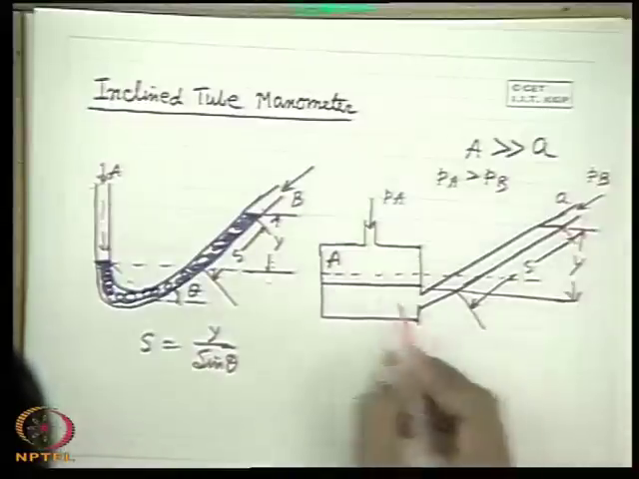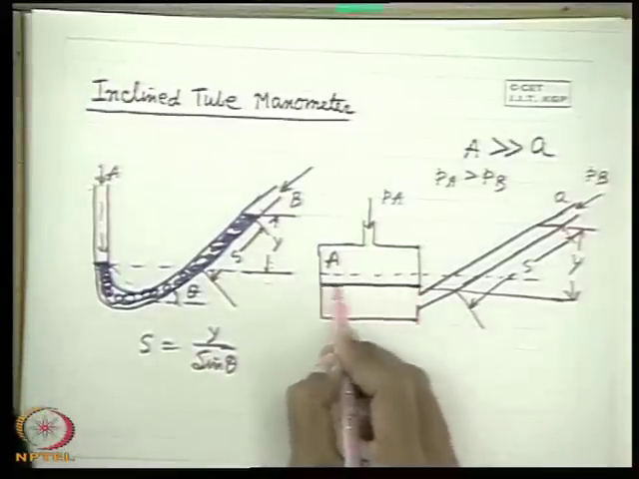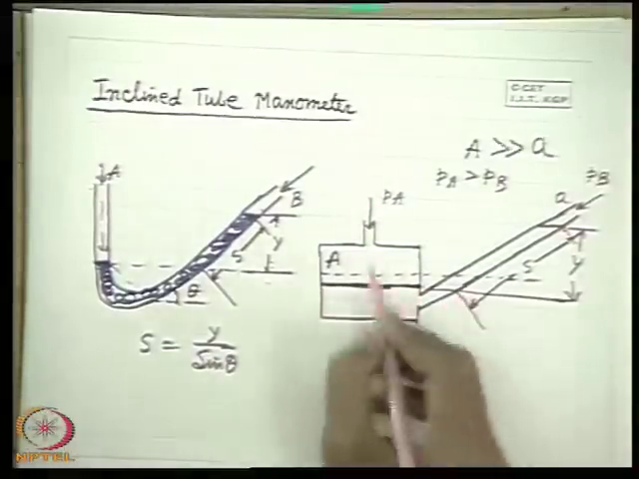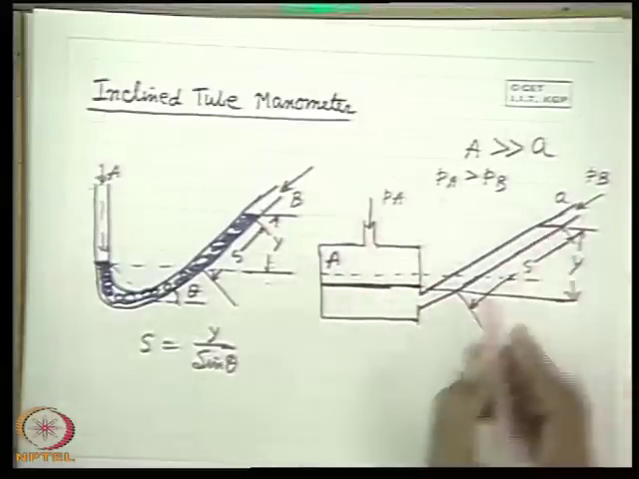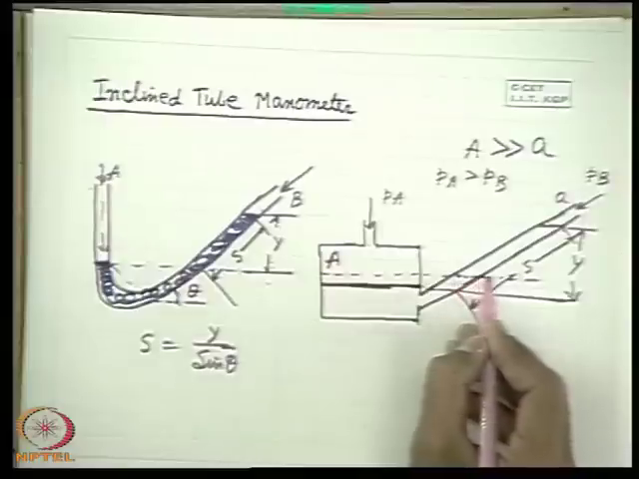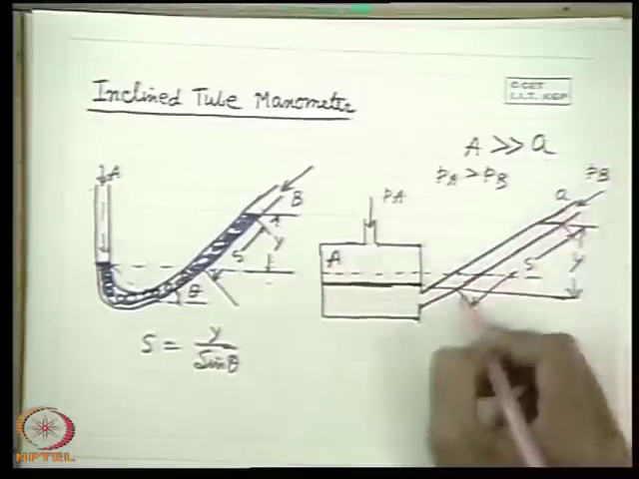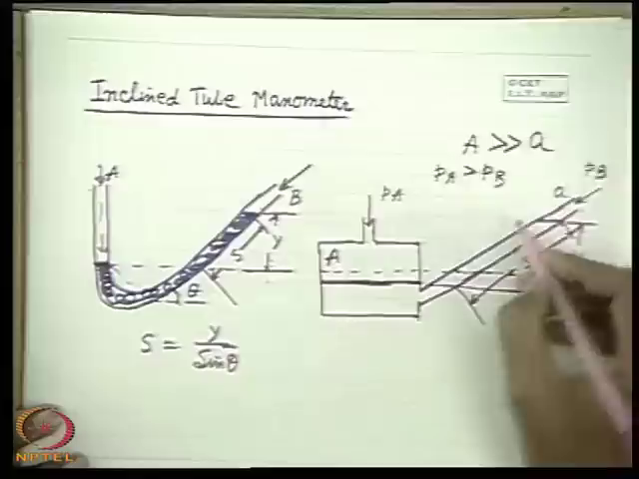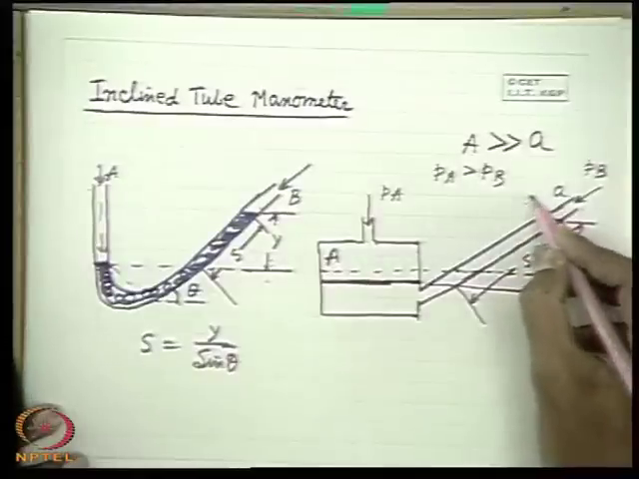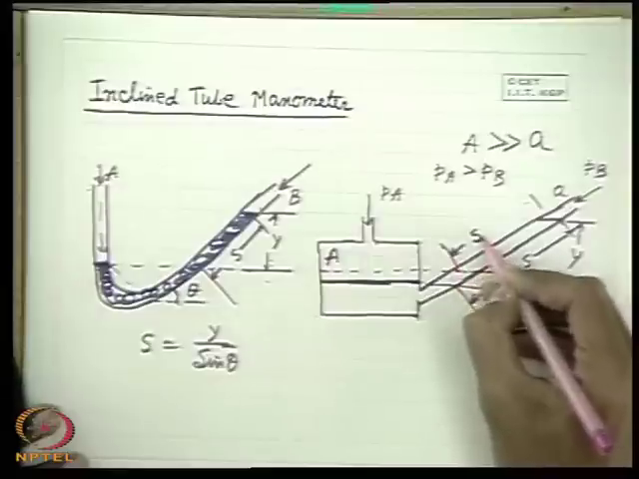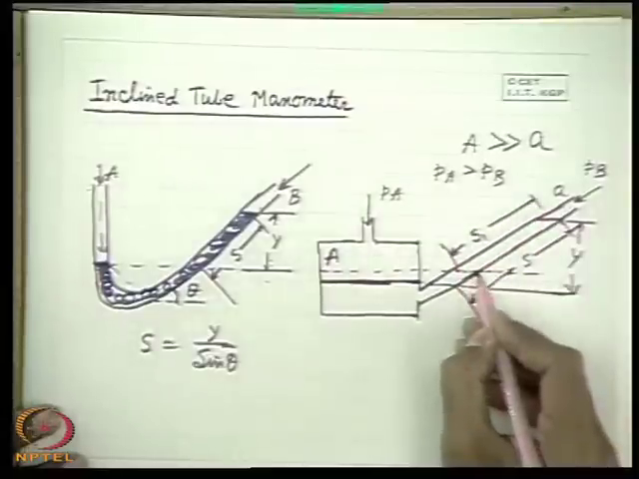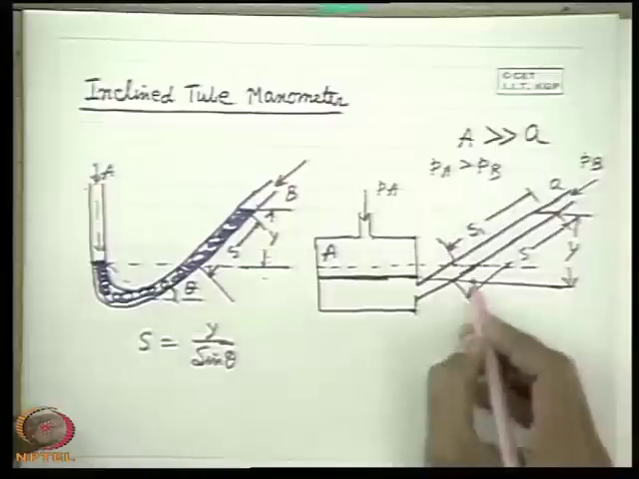To measure this S we would have to know this length, but we do not do that. What we do is this part we do not make transparent, only this part is made transparent. We see the initial level in the transparent inclined part, and we see the final level. So instead of measuring this, we measure this S1. That means we neglect the measurement of this. Why can we neglect it?